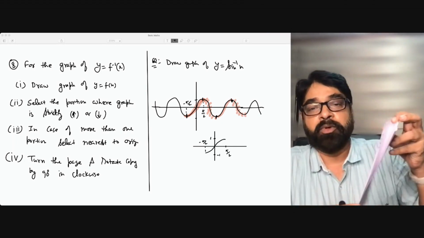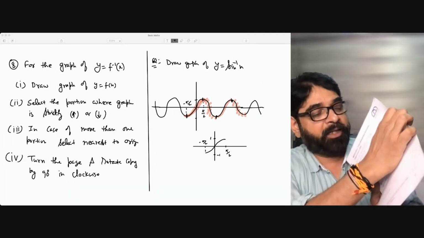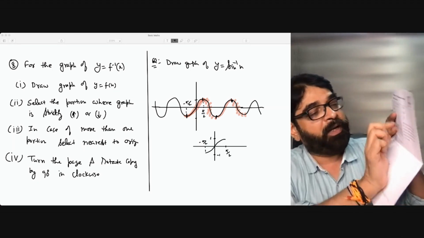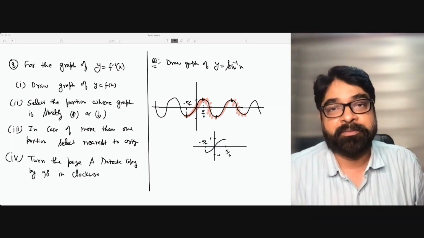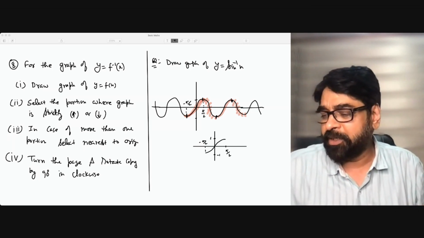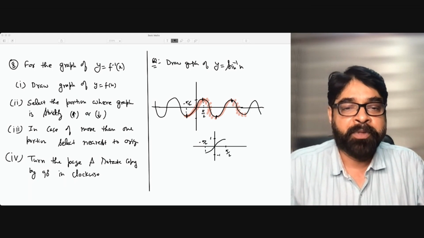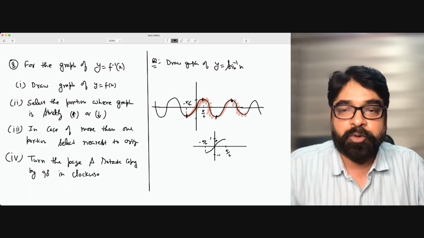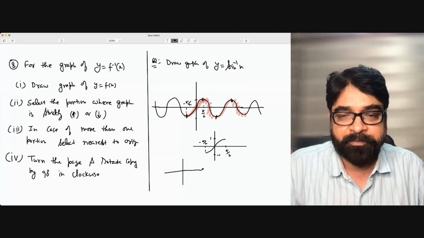This is your notebook. If you wrote it here, turn the page and rotate the copy by 90° clockwise, and from the back side try to see what you are able to see. That will be the graph. It's very simple. It's not a difficult task. Understood my point? If you do that process, the graph will appear like this.